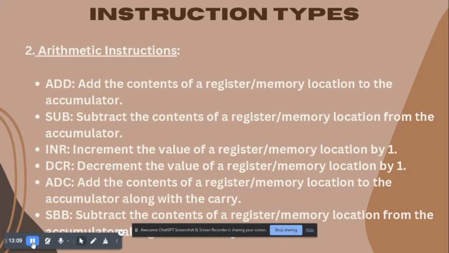SUB. The SUB command is used to subtract the content of a register or memory location from the accumulator. Then we have INR. The INR command is used to increment the value of a register or a memory location by 1. DCR. The DCR command is used to decrement the value of a register or memory location by 1.